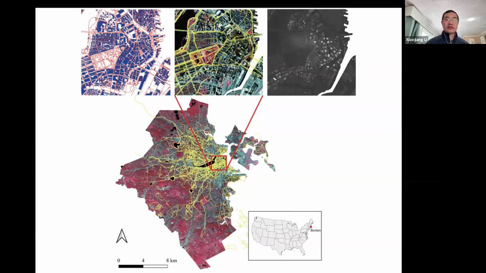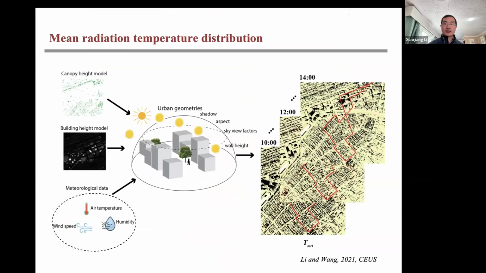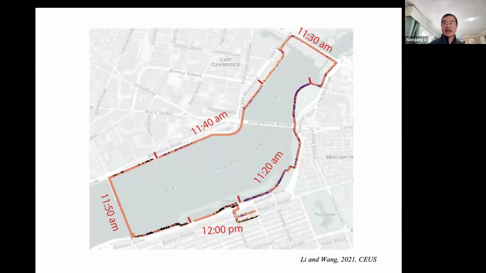So here we collect the NAIP imagery, National Agricultural Imagery Program, a kind of multispectral image, and also the LiDAR data to generate the building height information for the Boston metropolitan area, with Boston, Cambridge, and several other nearby satellite towns included. It generates the mean radiant temperature at 1 meter resolution every 10 minutes for the whole Boston metropolitan area. Here I just show you what that looks like at different time points. And here is an overlay of one human trajectory on top of that, maybe to help you better understand how that works.